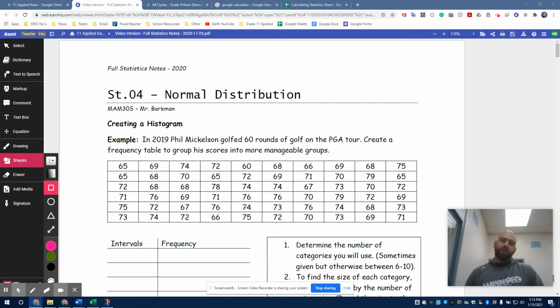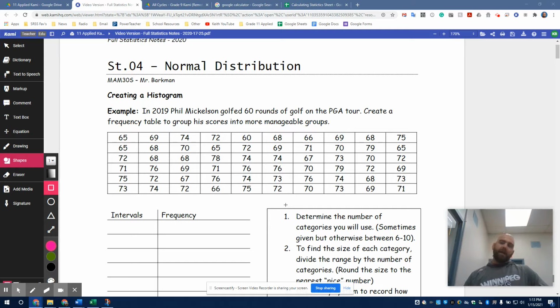So first, we're going to look at how to create something called a histogram. A histogram gives us an opportunity to demonstrate somewhat of a normal distribution, or could represent a normal distribution. So the first part of this lesson is on how to create a histogram. We're going to use an example, golf scores. In 2019, Phil Mickelson golfed 60 rounds of golf on the PGA Tour. That means 18 holes, and the score is how many shots he took over those 18 holes. Let's create a frequency table to group his scores into more manageable groups.